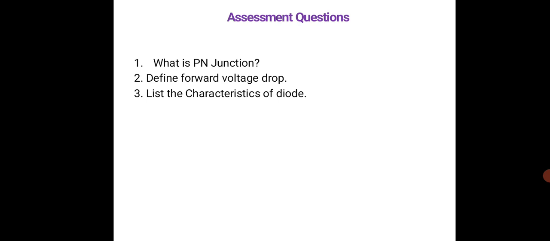Define voltage drop in the forward bias. What are the characteristics of the diodes?